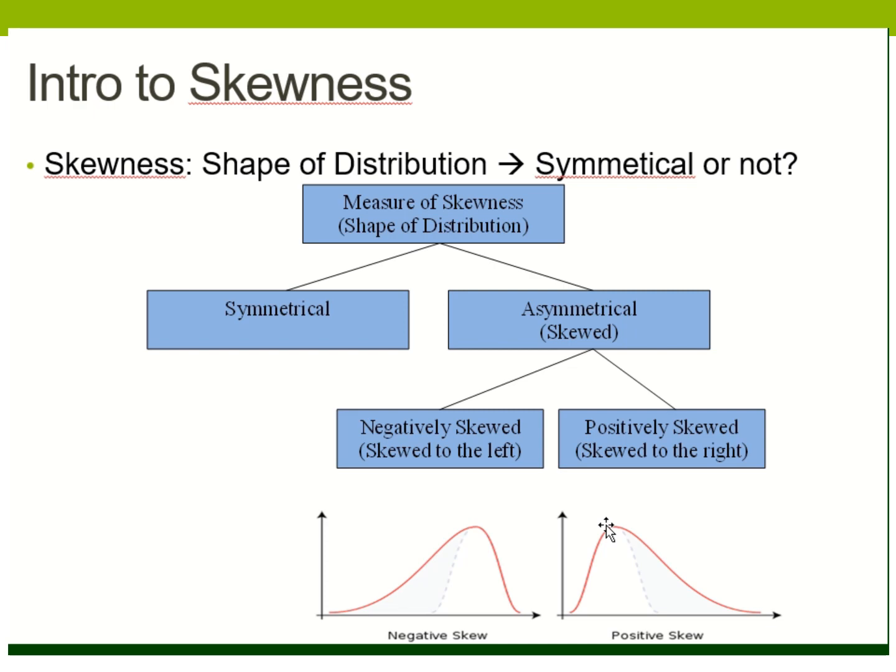Okay, so let's look at the types of shape that you have. So you have one that is symmetrical. What is symmetrical? Meaning the left and right is equal. Asymmetrical meaning it is not symmetrical. Asymmetrical, there are two kinds. One is negatively skewed, which is skewed to the left, and one is positively skewed, which is skewed to the right. So basically we are going to be looking at this. We'll go through them one by one.